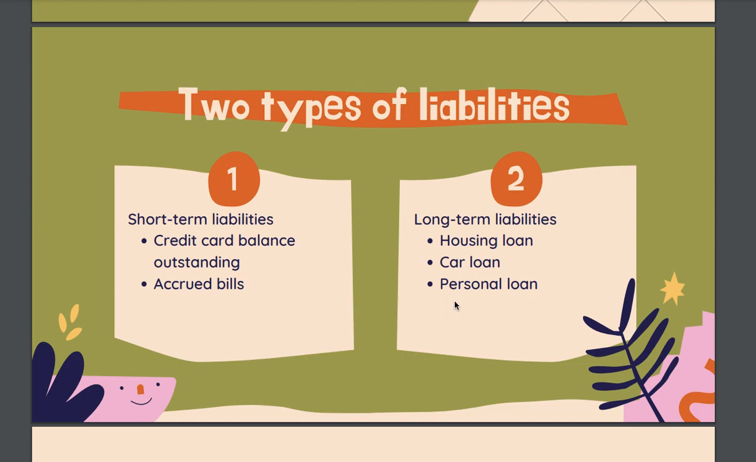Okay, while for the long-term liabilities, okay, that has a maturity more than a year. So, such as a housing loan. Okay, the maturity is normally long tenure of the loan. So, such as 30 years, kan? The car loan, the maximum is 9 years. Personal loan, maximum 10 years. Okay, so that's why it is called as the long-term liabilities.